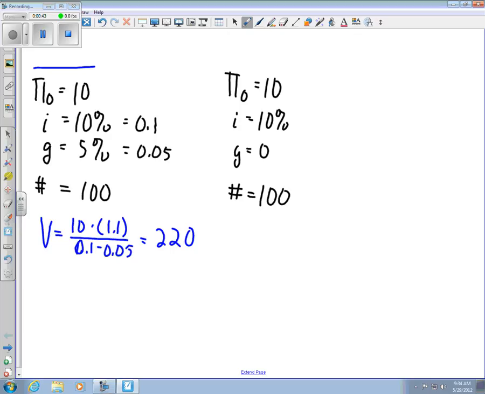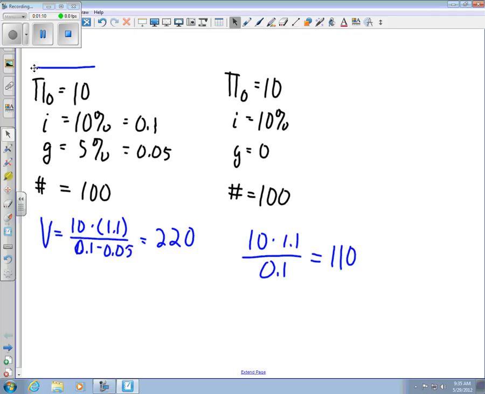On the other hand, suppose we let that growth rate go down to 0. Then what we'd have is 10 times 1.1, 1 plus the interest rate, over 0.1, not minus the growth rate because the growth rate is 0, and this will equal 110. So the growth rate is showing up as a rather significant part of the value of the firm.